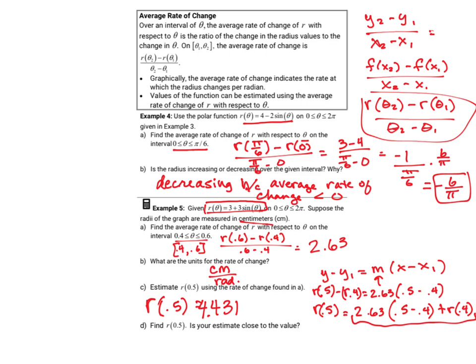Now it says find R of 0.5. So how would you do that? Type on your calculator, R of 0.5. 4.438. Okay. So R of 0.5 is actually 4.438. Is your estimate close to the value? I would say yeah. They're only 7 thousandths away from one another. So yes. They differ by 7 thousandths.